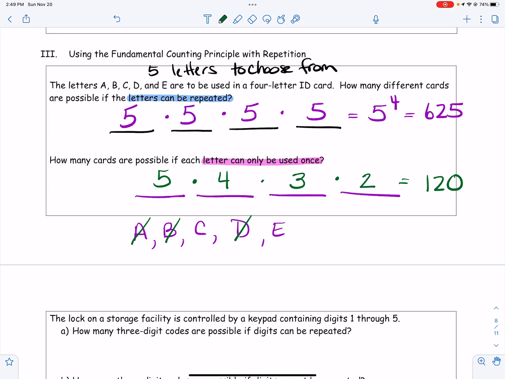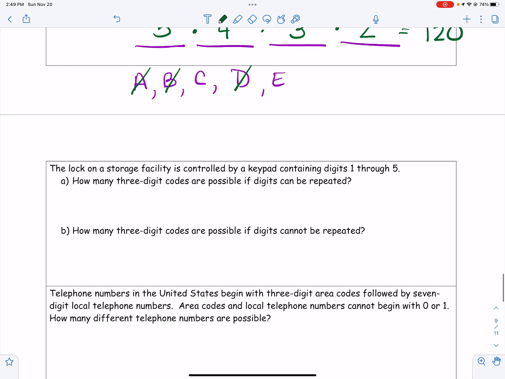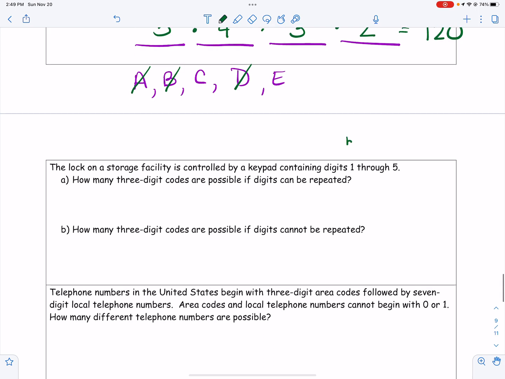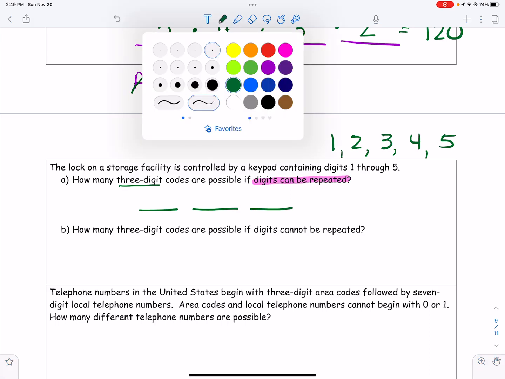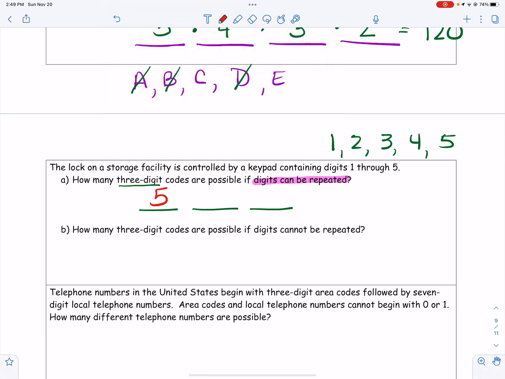Okay? All right, so now we're going to look at something similar, but this time we have digits 1 through 5. So I'm going to write those digits. Okay, those are my choices, and I'm going to make a 3-digit code, so I'm going to have 3 blanks, and then I'm going to highlight that the digits can be repeated. So in this instance, I have 5 choices for the first one, 5 choices for the second one, and 5 choices for the third number. And so 5 to the 3rd power, or I have 125 ways to make a 3-digit code.